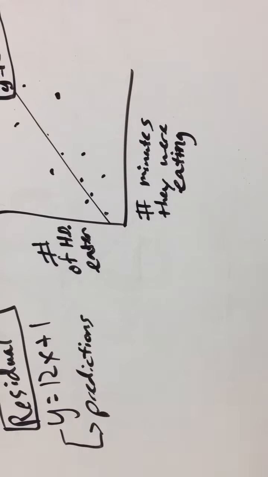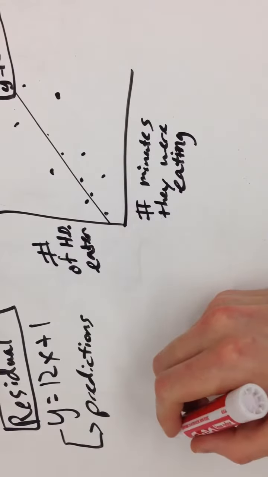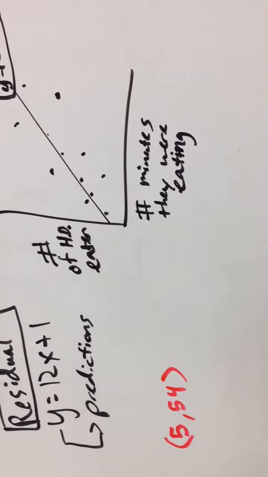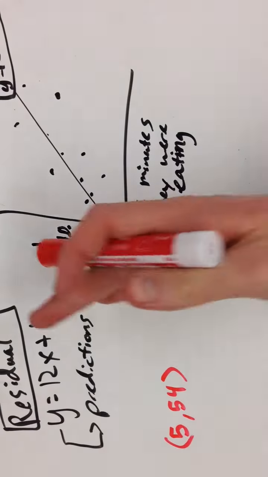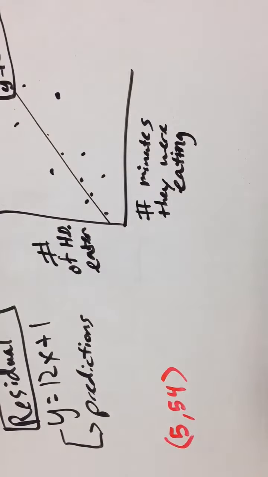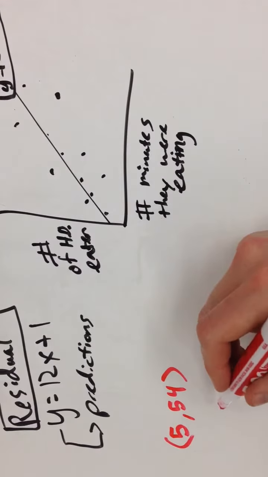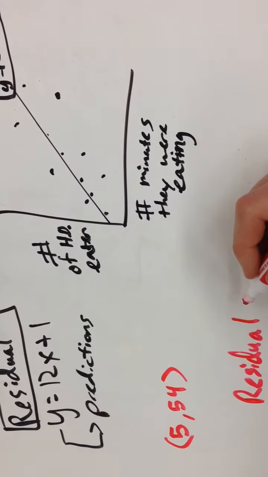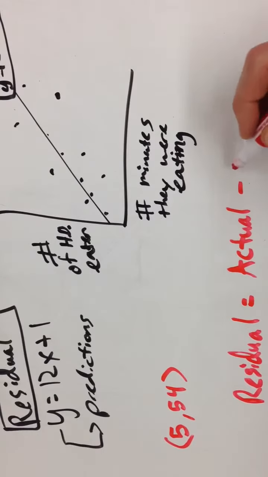So we have our first contestant, and in 5 minutes he ate 54 hot dogs. Okay, that's pretty ridiculous, but let's see how that goes compared to everyone else and compared to our prediction. So the way to calculate residual is our residual is the actual minus the predicted.